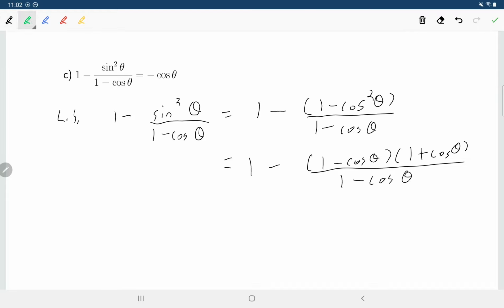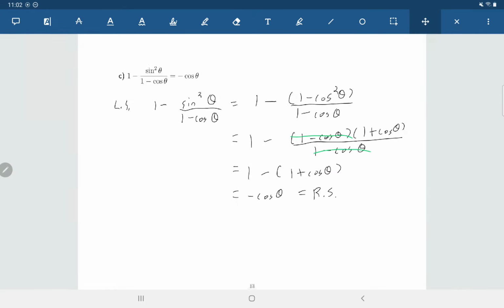And that's kind of convenient because the 1 minus cos thetas now cancel out. We're left with 1 plus cos theta. And if we just do our subtraction, we'll have 1 minus 1, which is gone, and we'll have negative cos theta left over, which indeed is the right side. So we've shown left side is equal to right side, and yet again, the identity has been established.